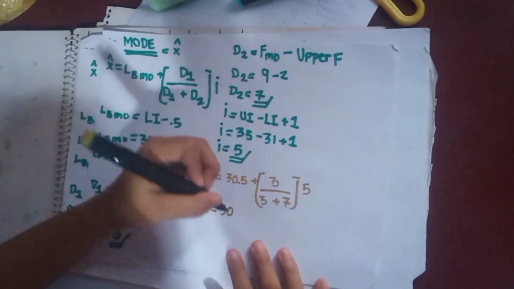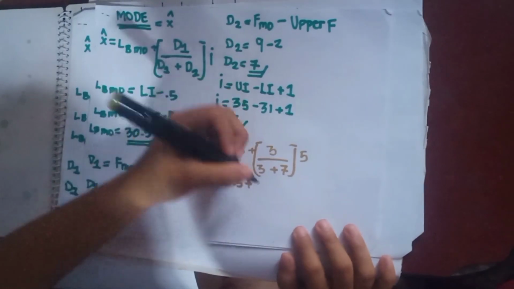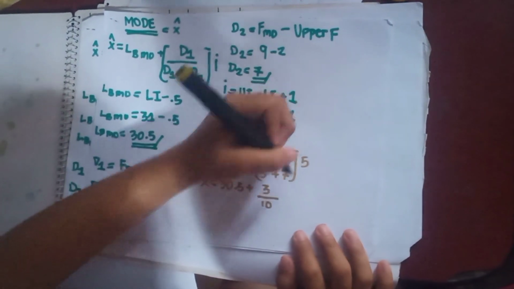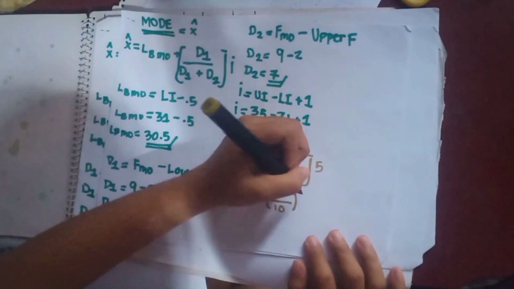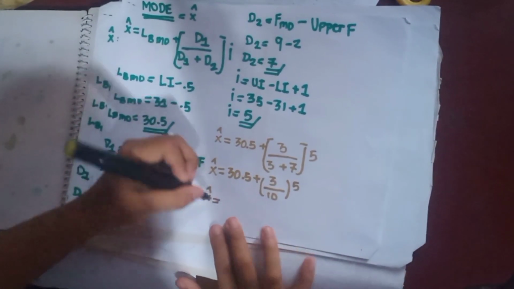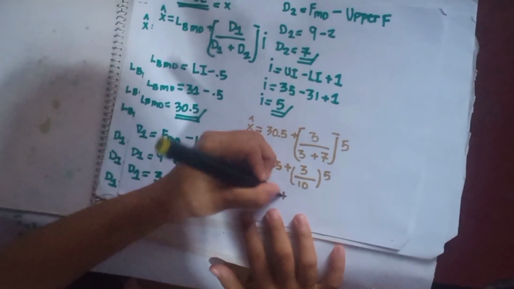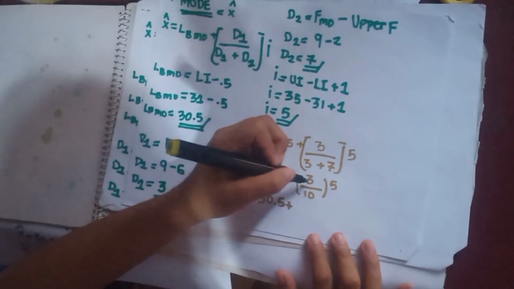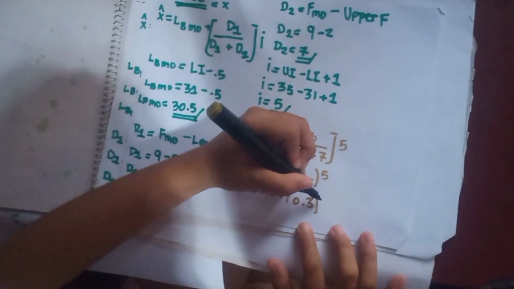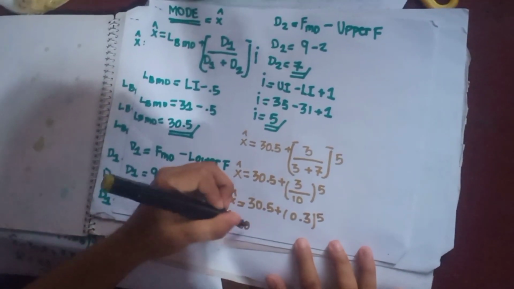So we will just have to bring down 30.5 here, and we will solve 3 plus 7. It will be equals to 10. 3 divide 10, and we will just have to copy 5 here. So the next is we will just have to bring down 30.5 again, and we will solve 3 divide 10. So 3 divide 10 will be equal to 0.3, and then bring down the 5.